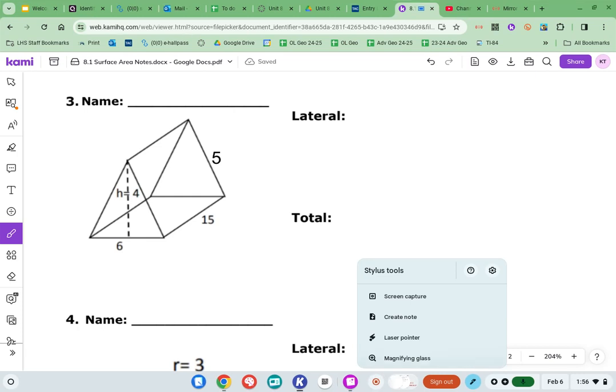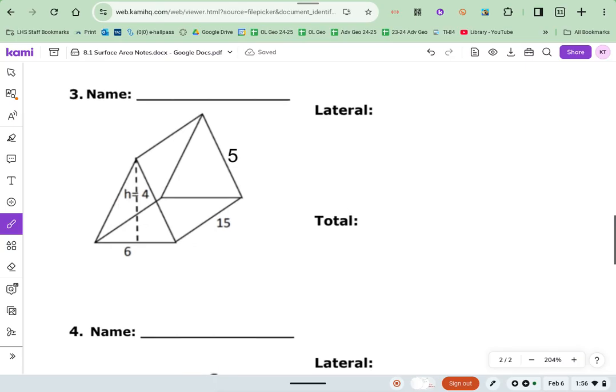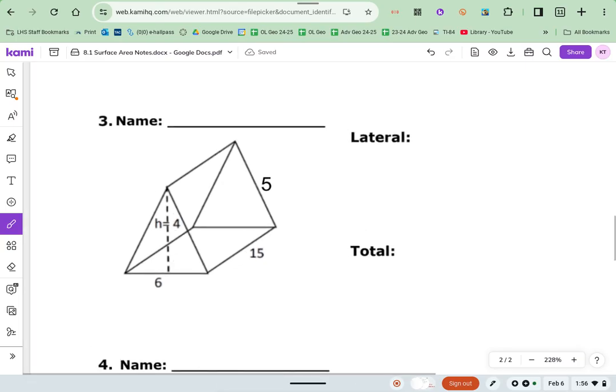Right, so for this one, this is a triangular prism because it has two triangular bases.